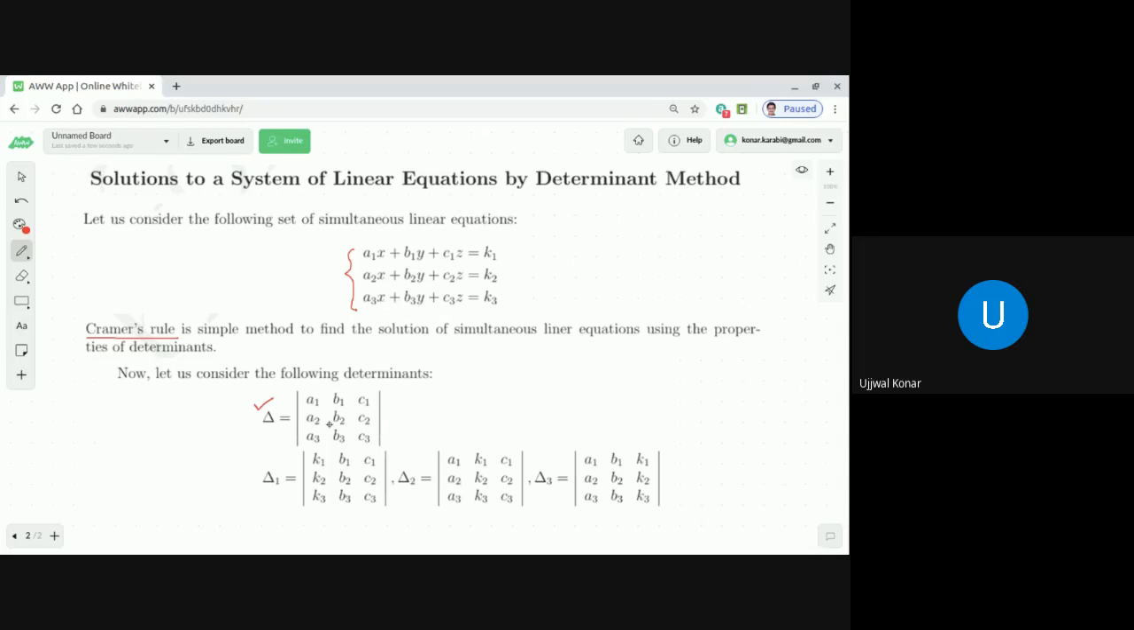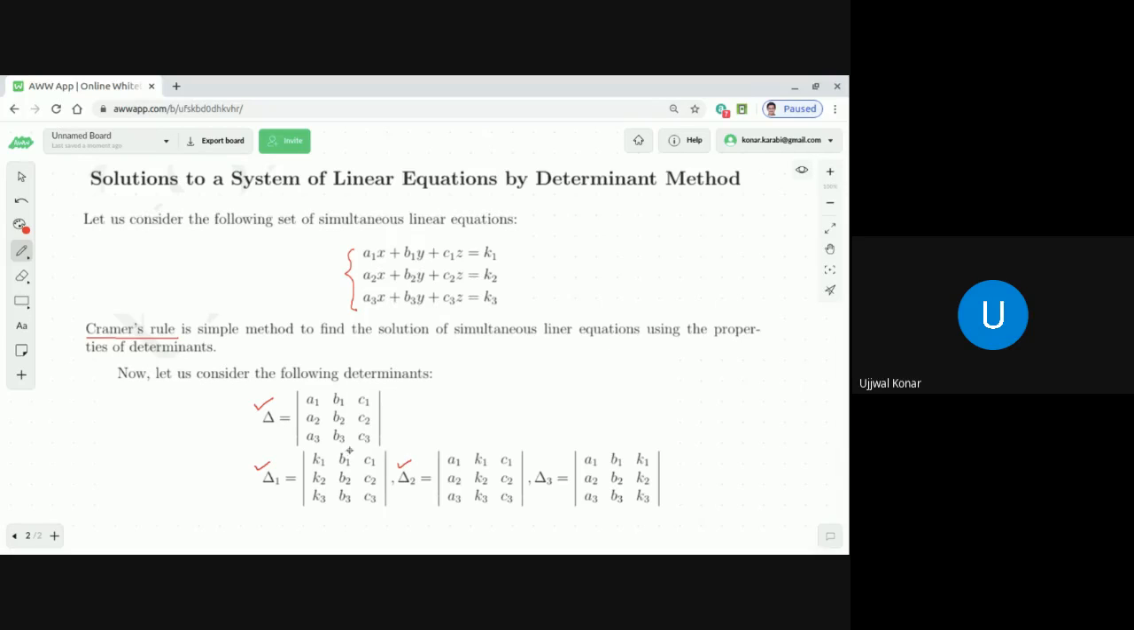How? For delta 1, the first column of delta should be replaced by K1, K2, K3. K1, K2, K3 is the constant matrix if you express it in the form of a matrix. So K1, K2, K3 replace A1, A2, A3, and that's how we form delta 1 from delta. Delta 2 is also formed from delta by replacing the second column by K1, K2, K3. That means the second column of the determinant delta should be replaced by K1, K2, K3 to get delta 2. And that's what we get.